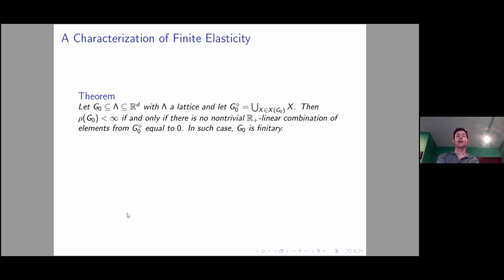And so here's a characterization. We have G naught, our subset of lattice points, and I'm going to define the set G naught diamond to be all the elements that occur inside the set system. Remember, the set system X of G naught is all these sets X which minimally capture the directions that X G tends to infinity. Also the higher order ones that I wasn't able to properly define. And this says that the set has finite elasticity precisely when there is no non-trivial positive R-linear combination of elements from this diamond set equal to 0. That's it.